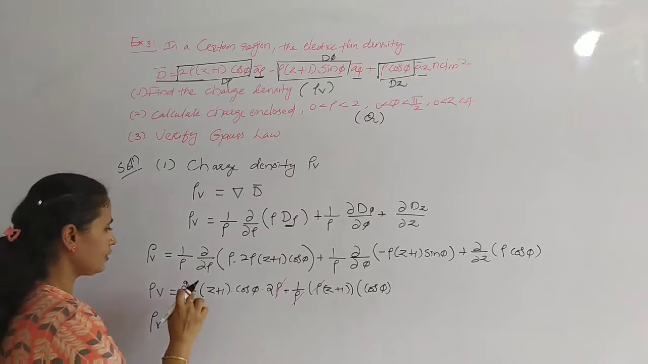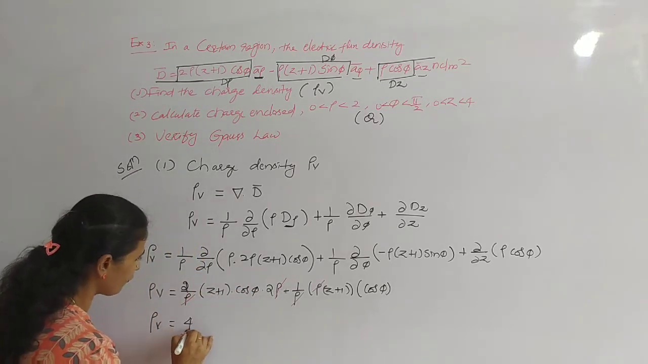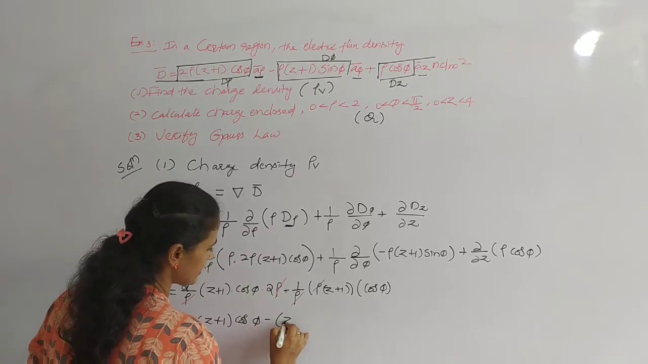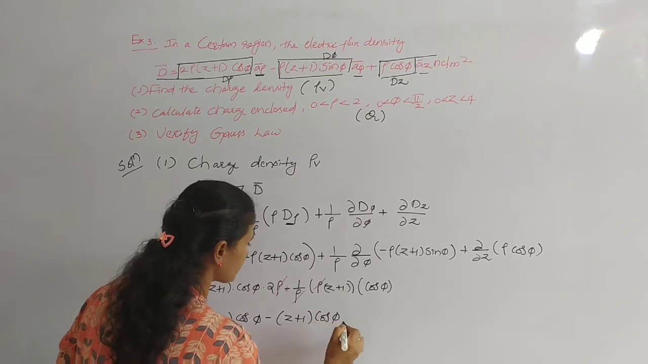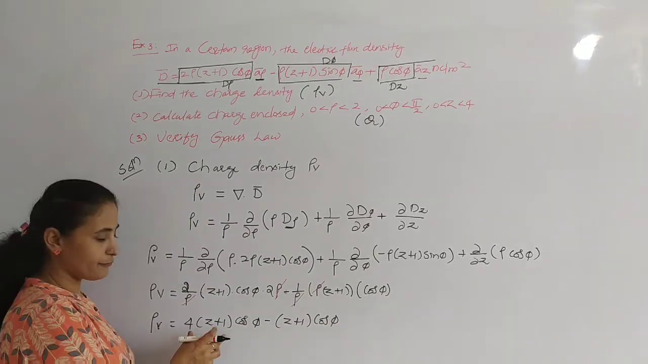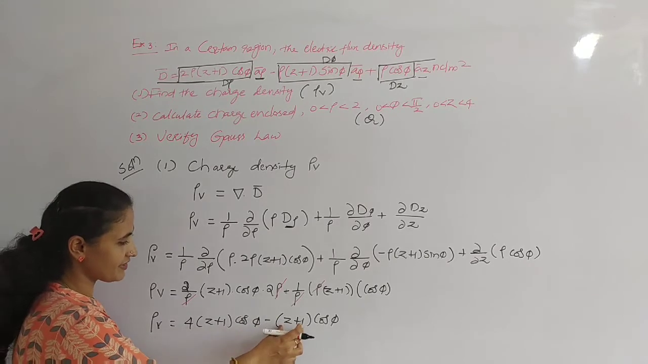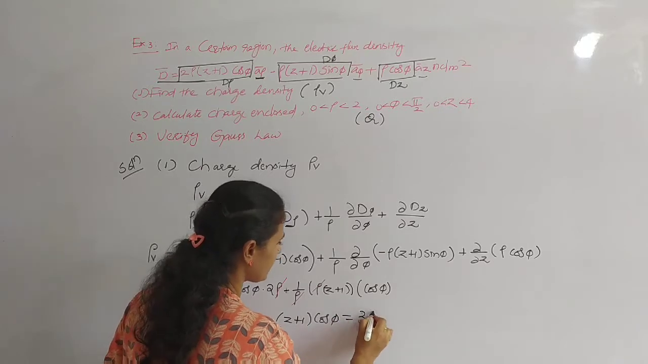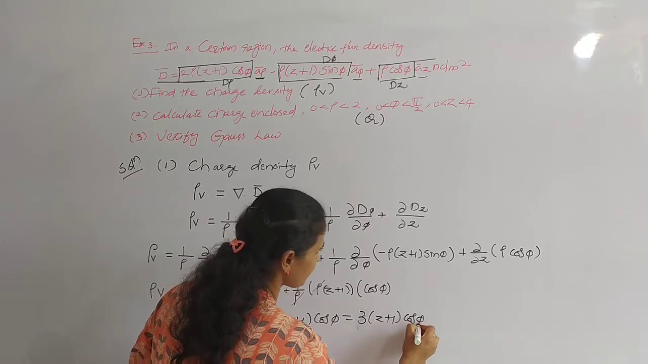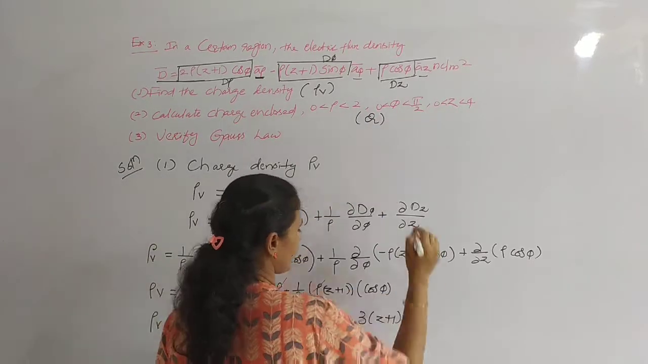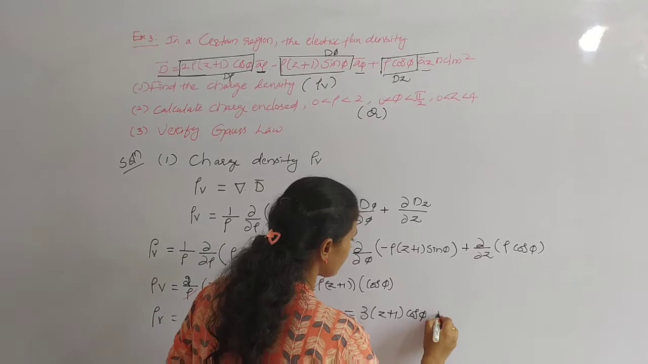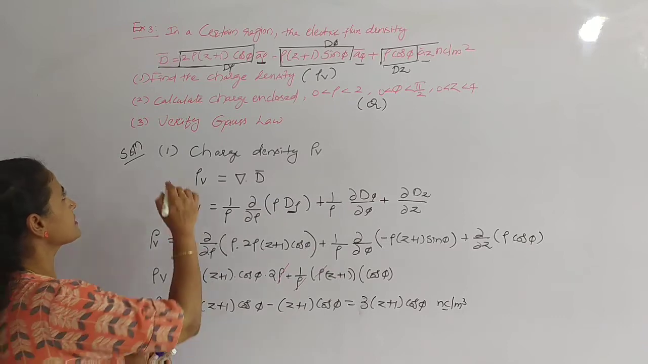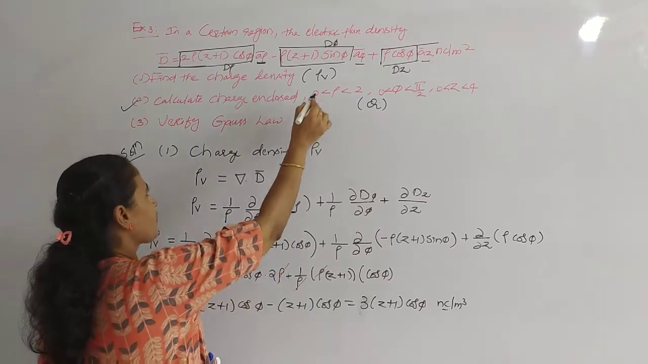Which is given by 2 into 2, it is 4, 4 into z plus 1 into cos phi, minus z plus 1 into cos phi. So 4 times z plus 1 cos phi minus 1 times z plus 1 cos phi, which I can write as 3 into z plus 1 cos phi. The unit is nanocoulomb per meter cube, because it is a volume charge density. The first part is rho v, the volume charge density.